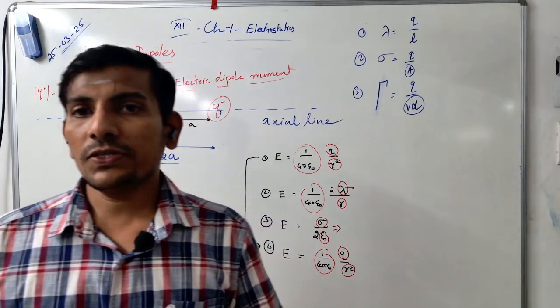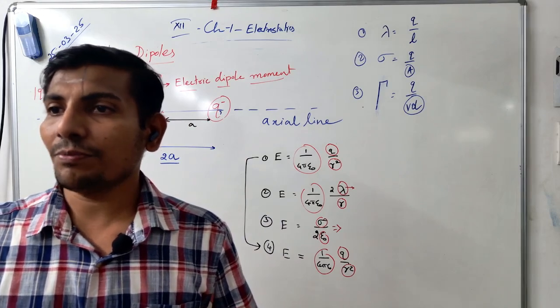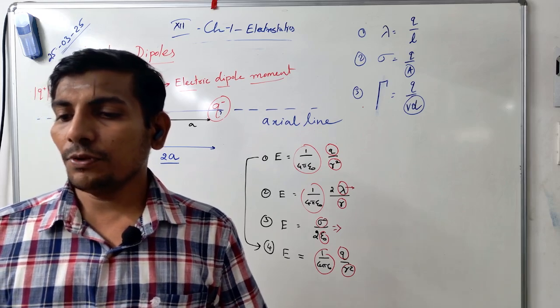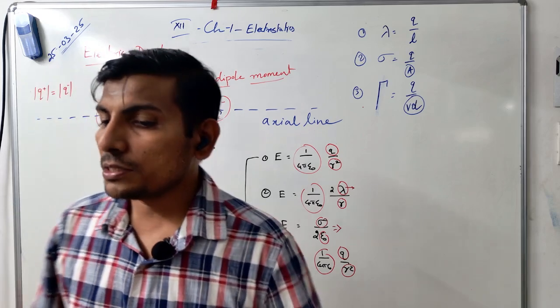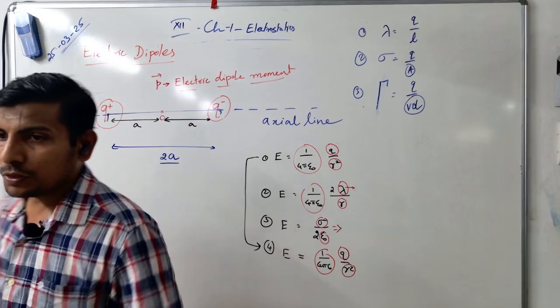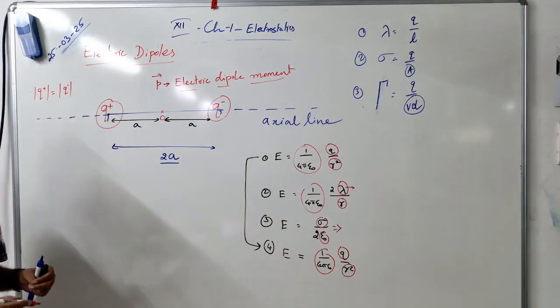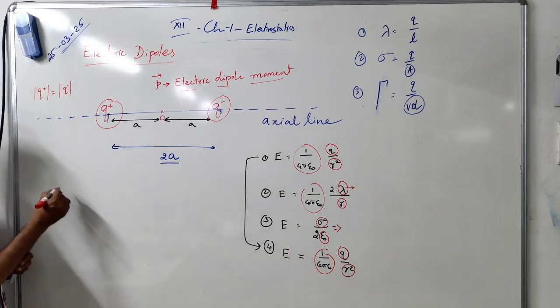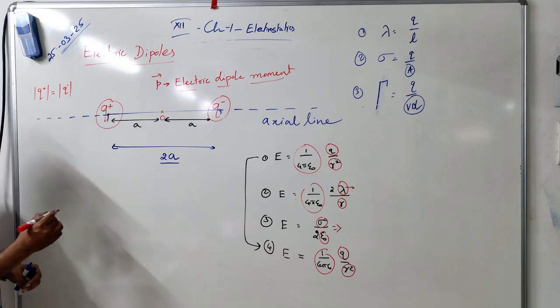Dipole moment is a measure of the strength of a dipole. Since this dipole moment is a vector quantity, it must have a magnitude and it must have a direction. Am I right? So I'm going to describe the magnitude and direction of an electric dipole moment.